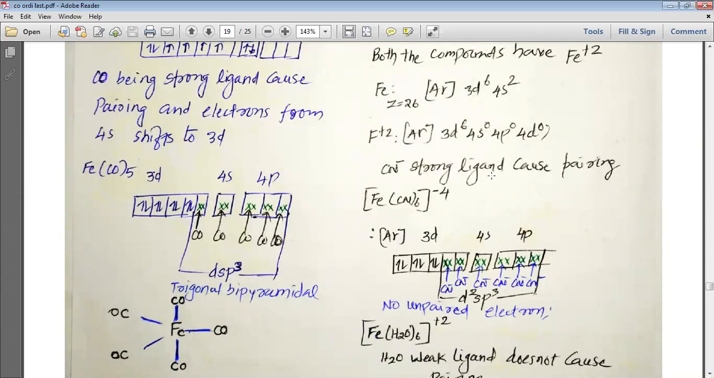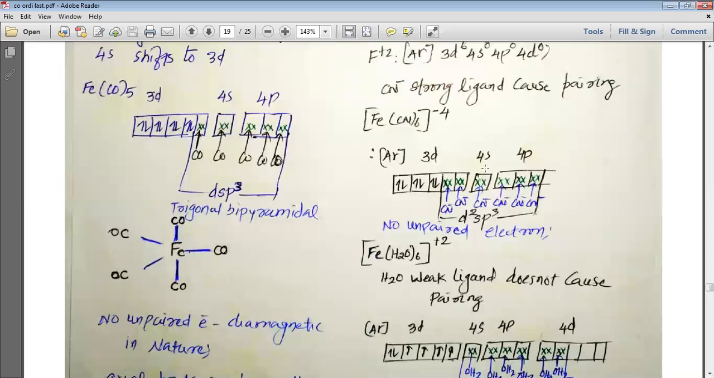CN- being a strong ligand causes pairing, and that is why when [Fe(CN)6]4- is produced, in argon 3d, 4s and 4p, the 6 electrons present in 3d are all paired. So 3 3d orbitals have been completely filled. Using the 2 3d orbitals, 1 4s orbital and 3 4p orbitals, d2sp3 hybridization takes place in [Fe(CN)6]4-. They do not have any unpaired electron, and as there are no unpaired electrons, it should definitely be colorless. That is how we can understand.